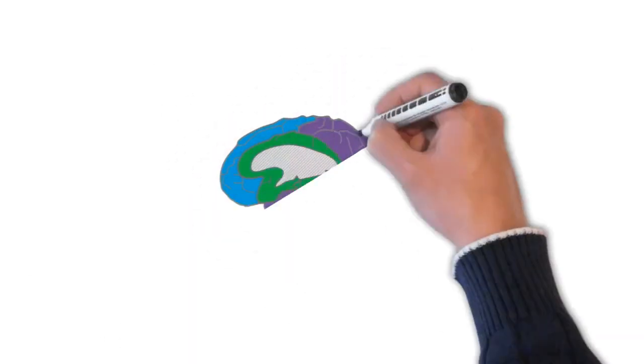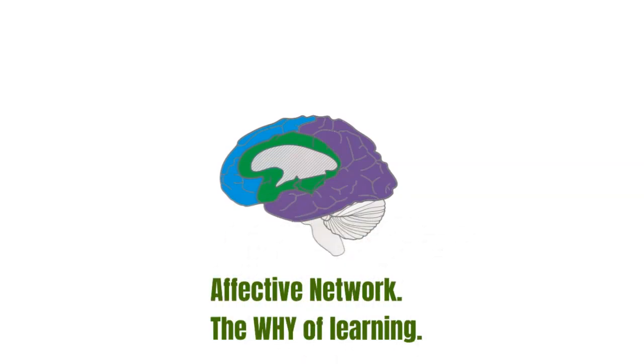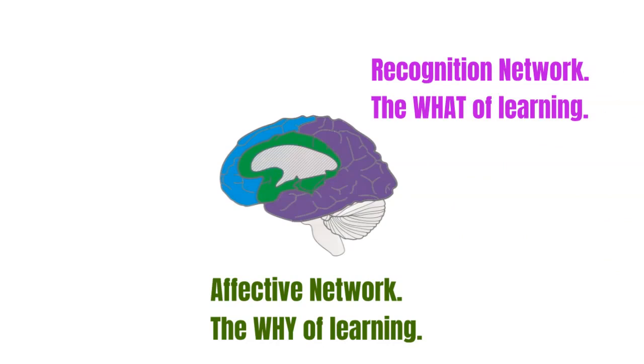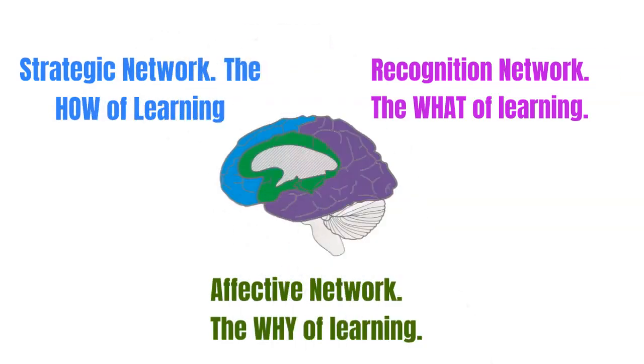Let's go back to the human brain. Every brain is different, and learning happens across three key brain networks. First, the affective network. This is the why of learning. It drives our motivation, emotions, and engagement. Next, the recognition network, the what of learning. It helps us take in and understand information through our senses. And finally, the strategic network, the how of learning. It supports planning, organizing, and expressing what we know.